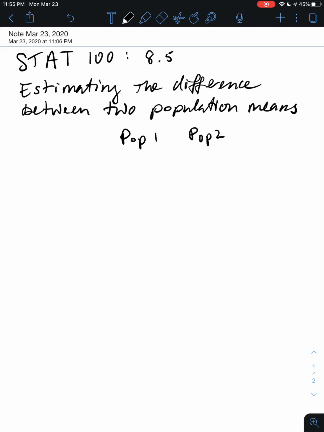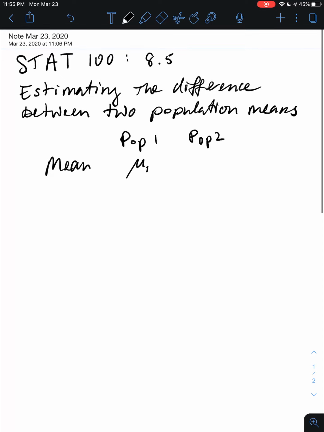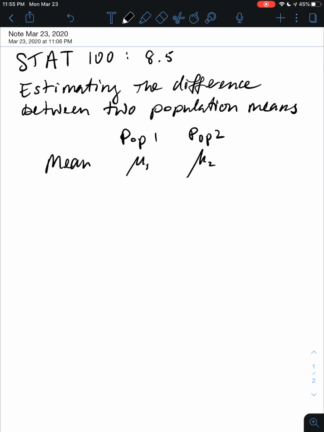So for each population there's a population mean. As always, we use the letter mu for the mean. However, we introduce a subscript to distinguish population 1 from population 2. So population 1 has mean mu sub 1, and population 2 has mean mu sub 2. And we also have a variance.